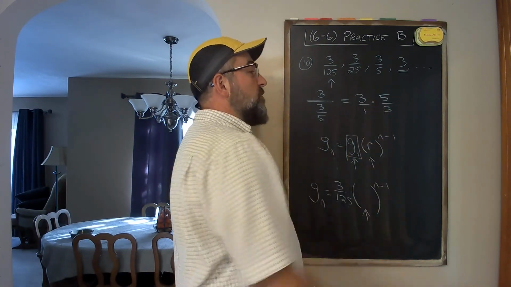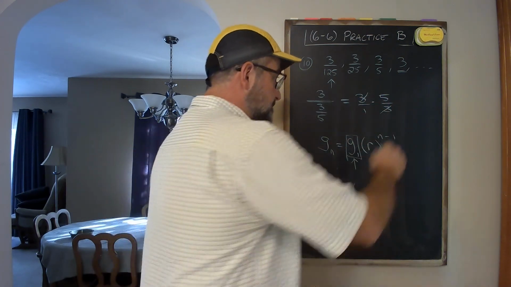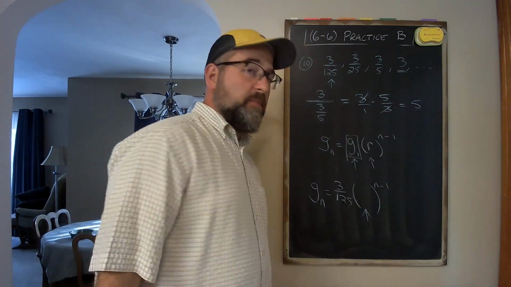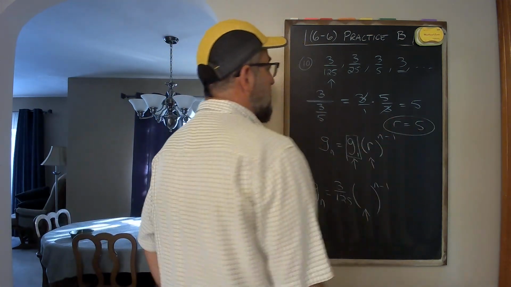If we put the 3 over 1, I think it becomes quite apparent. Boom, boom, we can eliminate the 3. And that means we're multiplying by 5. That means our ratio is 5.